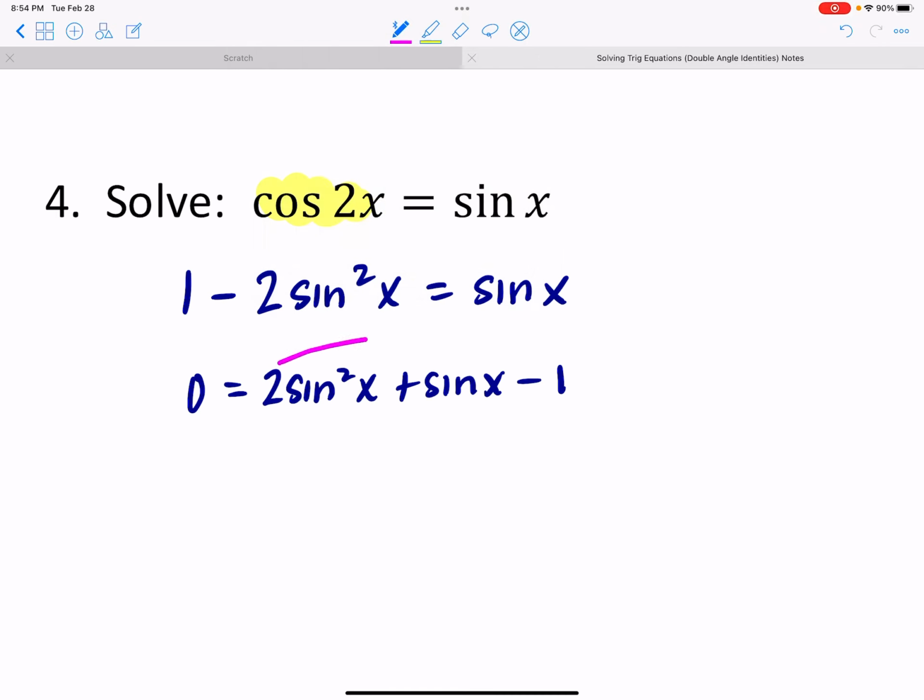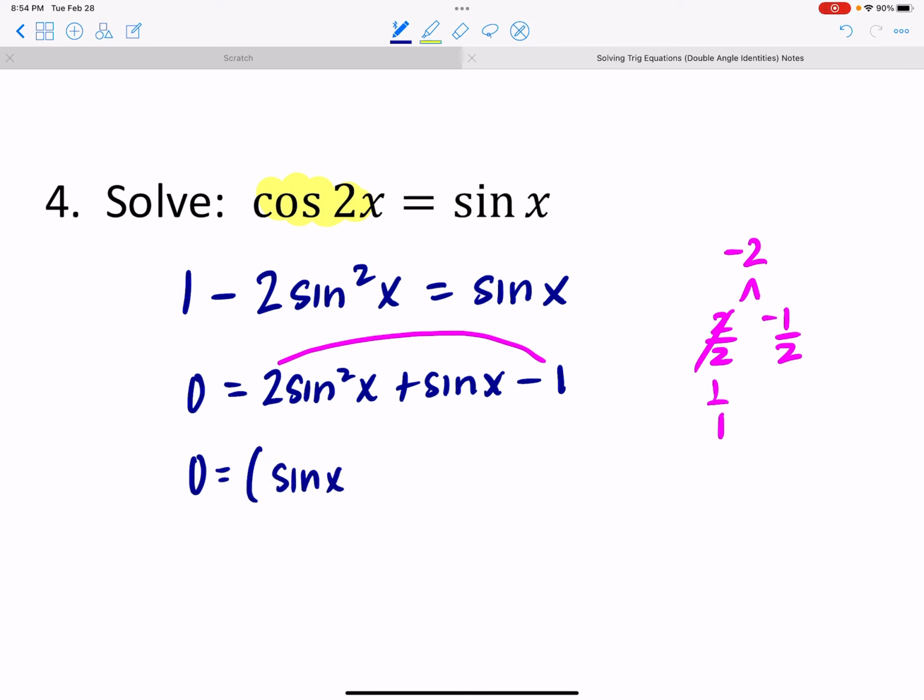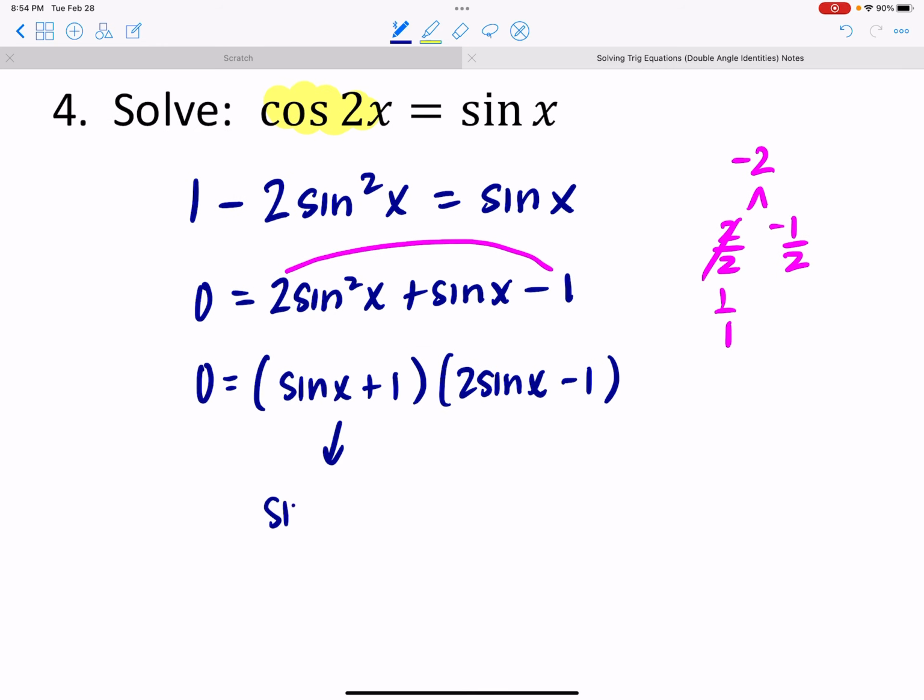What are the factors this time of negative 2 that make positive 1? So 2 and negative 1. Again, divided by 2. This time we're looking at factoring into sine of x plus 1 and 2 sine of x minus 1. So what is going to make the sine of x plus 1 equals 0, and what's going to make twice the sine of x minus 1 equals 0. And so here, if we subtract the 1 over, we're going to try to figure out where the sine of x is equal to negative 1.